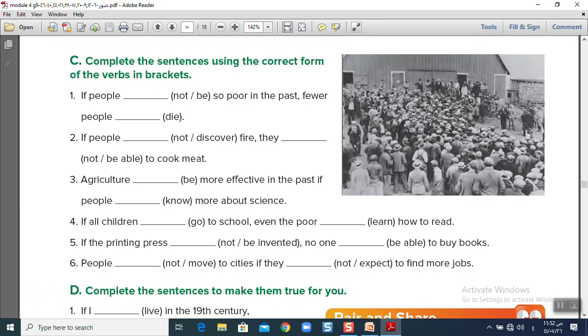If people not discover fire, they not be able to cook meat. Yes, if is followed by past perfect. Hadn't discovered. Had plus past participle. If people hadn't discovered fire, they wouldn't have been able to cook meat. Good.